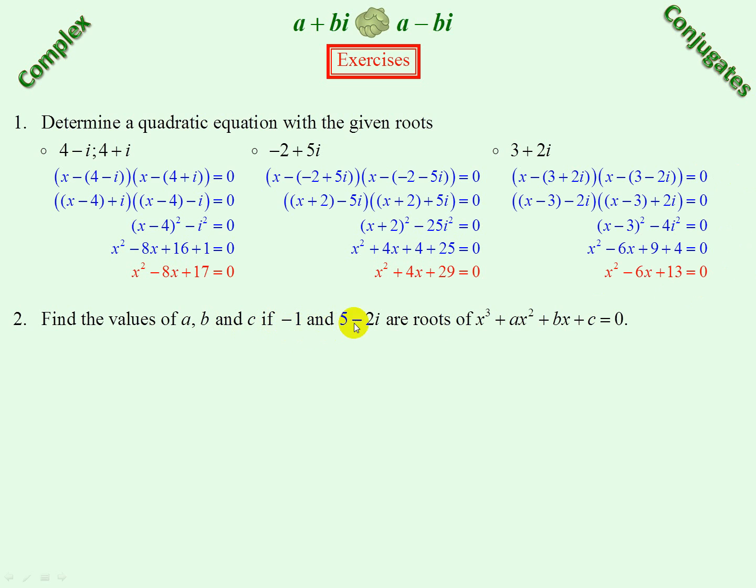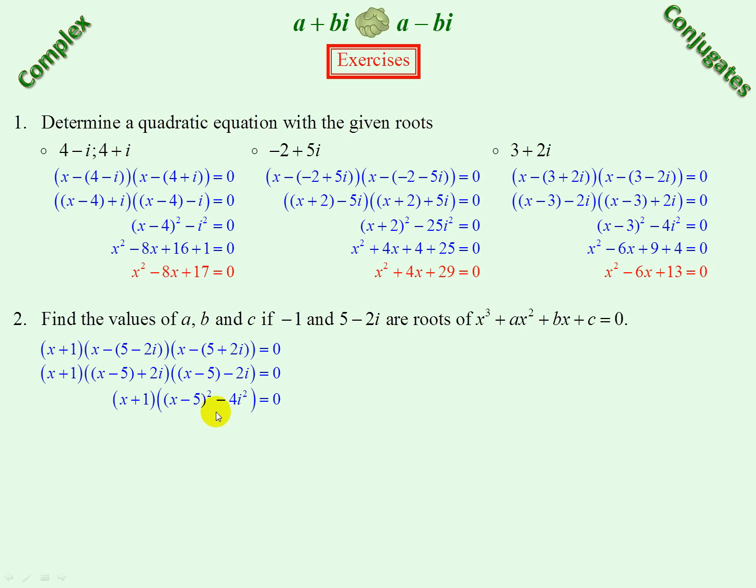So here we are given two of the roots, which means we have all three of the roots, because 5 minus 2i being a root means that 5 plus 2i is also a root. So we can have x plus 1, x minus 5 minus 2i, and x minus the conjugate, 5 plus 2i. We're going to work with these two brackets first to rearrange, because that gives us our difference of squares here, which simplifies to that equation.